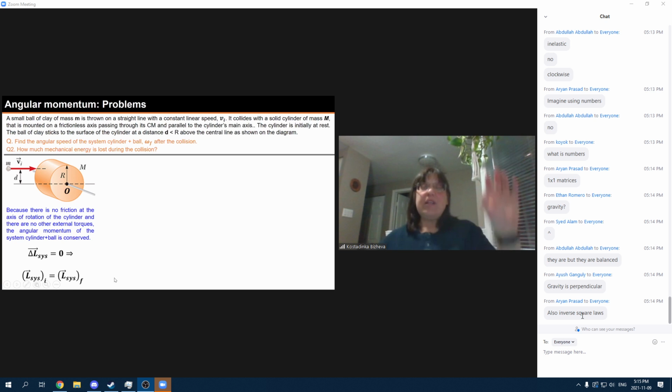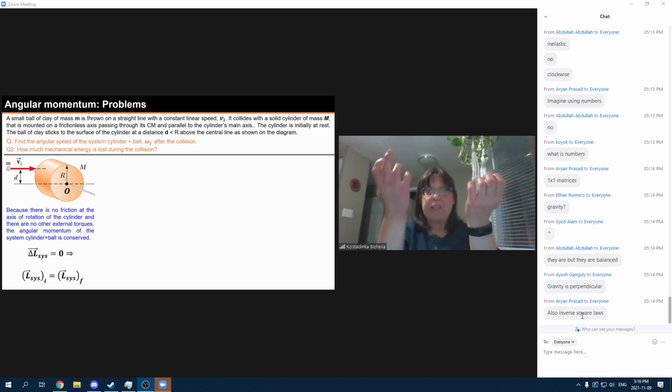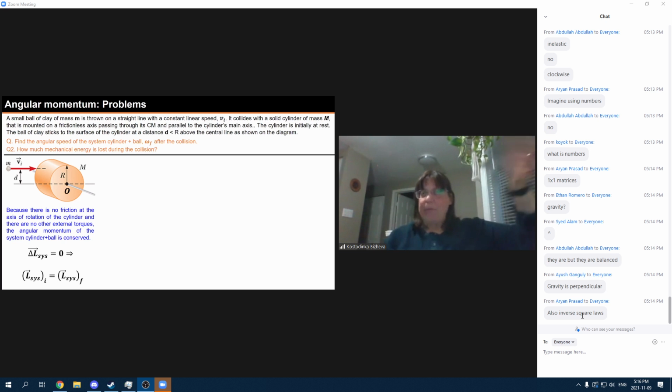Now notice that the little ball has a linear momentum. The cylinder, because the only option for the cylinder is to spin around the axis, can only have an angular momentum. So right now we have an apple and an orange to work with, because the apple is in the translational world and the orange is in the rotational world. So which conservation law should we be using? The linear momentum conservation or the angular momentum conservation?